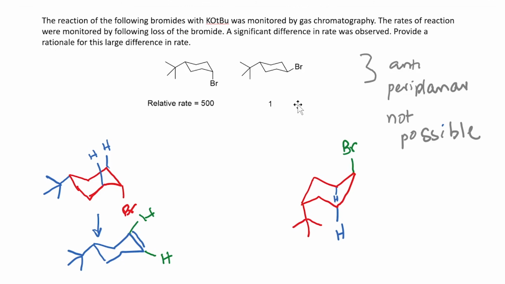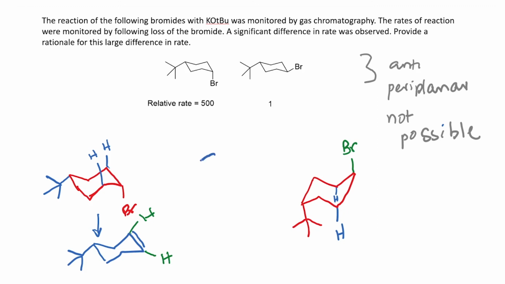The question here is that the relative rate difference is substantial, which is about 500. And so how would you explain this result? So, we've already looked at this condition, which is the E2 condition, to give you the eliminated product, which is potassium tertiary butoxide. And under these conditions, you would need an anti-periplanar transition state. And so the Br and H have to be anti to one another.